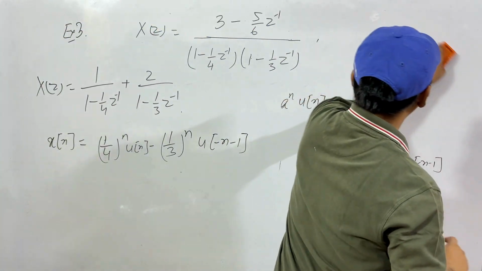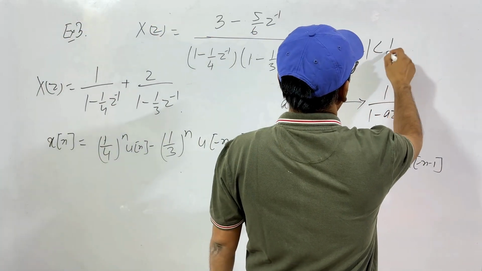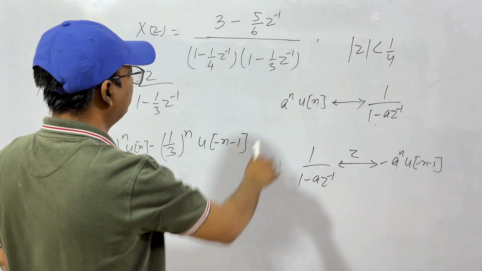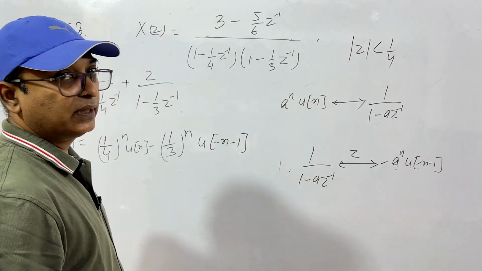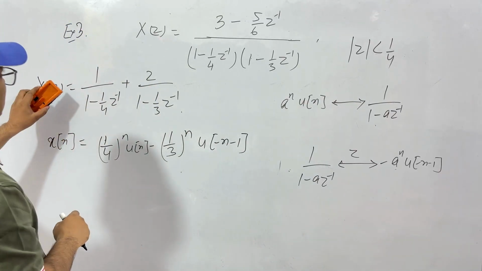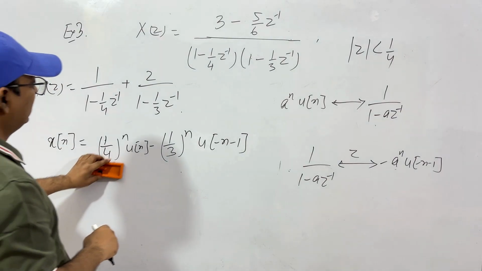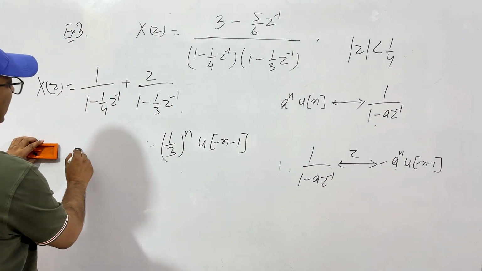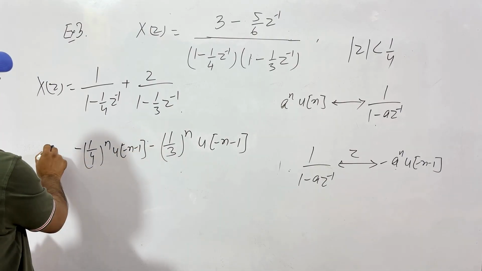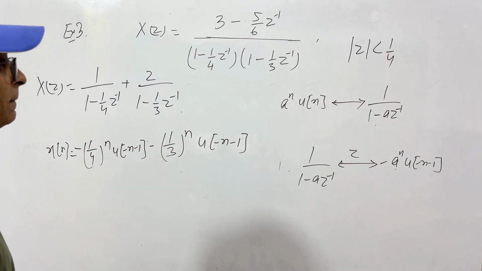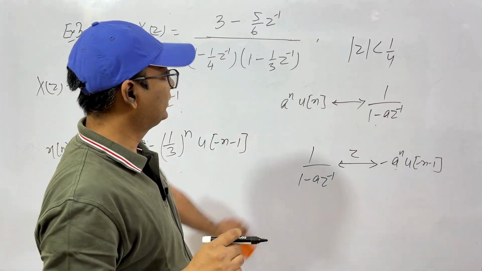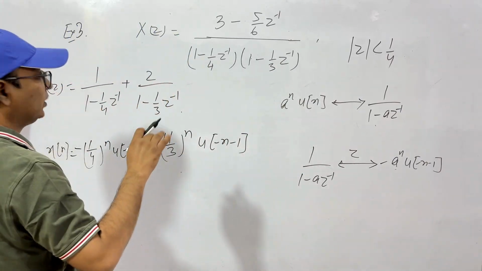If Z is less than 1 by 4, then if the region of convergence is this, what then? Both will give this expression only, because the region of convergence is within that circle only. So what we'll get? In place of this 1 by 4 to the power n u n, our expression will also be minus 1 by 4 to the power n u minus n minus 1. This is x n. Clear? So again, I am giving you a brief.